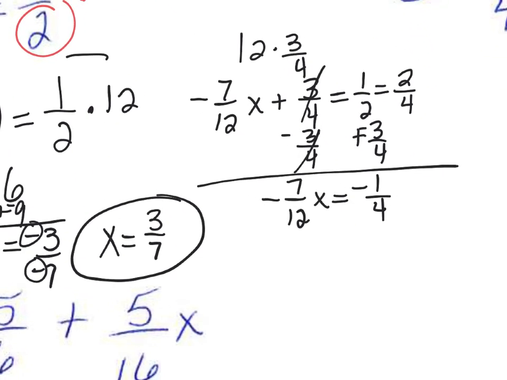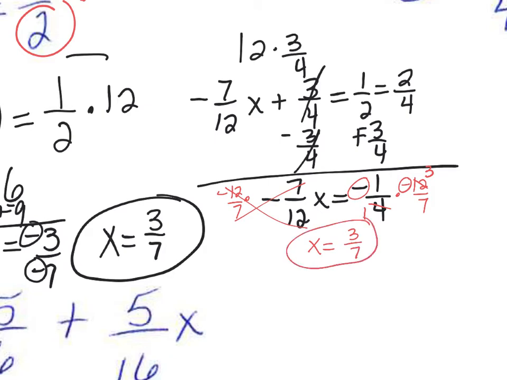Multiply by the reciprocal on both sides. What's the reciprocal of negative 7/12? Negative 12/7. Okay, these cancel, leaving me with x is equal to negative times a negative is a positive, the 4 cancels, and that's a 3, and we get positive 3/7. Either way, you're going to get the same answer.